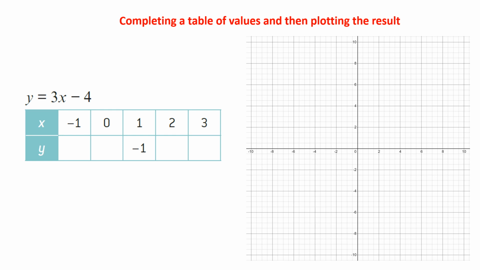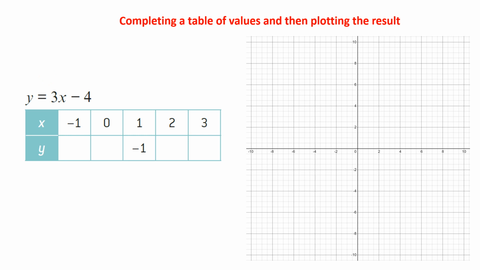So in the previous table, you would have seen we had a table of values and we plotted a result. In this one, we're actually going to complete that table of values and then plot what we get. So what does that mean? That means we're going to use these values here in this equation. So let's do the first one as an example.